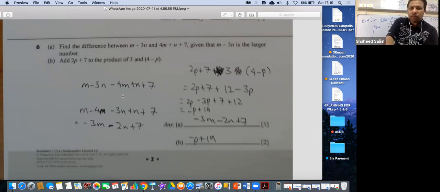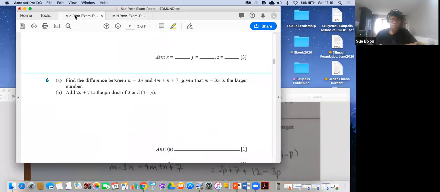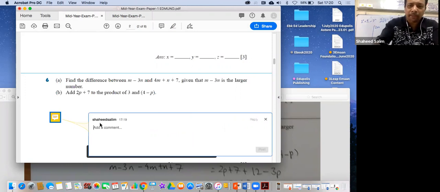Find the difference. Given that m minus 3n is the larger number, so you minus. Okay, when you minus, this is the problem here. I'll show you the problem now. When you want to do the minusing like that, you watch. My suggestion for next time: put it inside a bracket first.